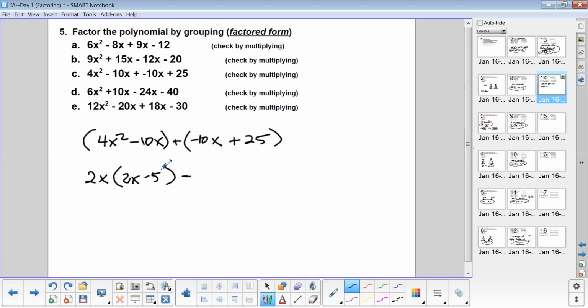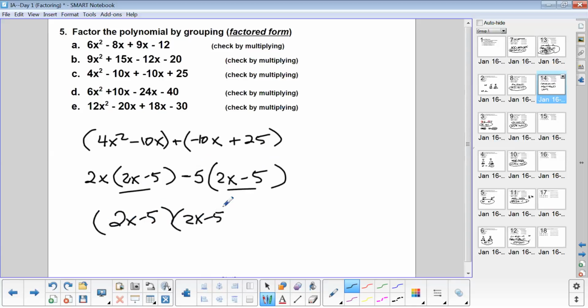I want this first term here to be positive. So I'm factoring out a negative 5. Why negative 5? Because it's the greatest common factor of negative 10 and 25. What's negative 10x divided by negative 5? 2x. What's 25 divided by negative 5? Negative 5. They match up. So I'm left with 2x minus 5 and 2x minus 5, which is a special one.